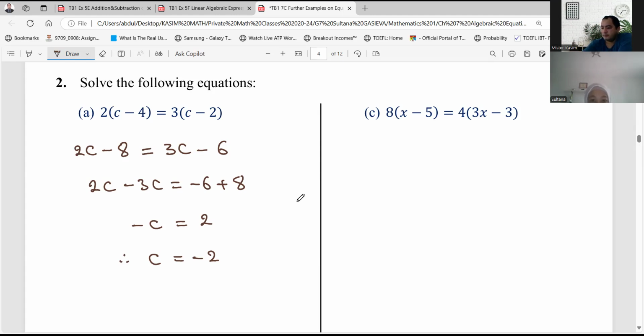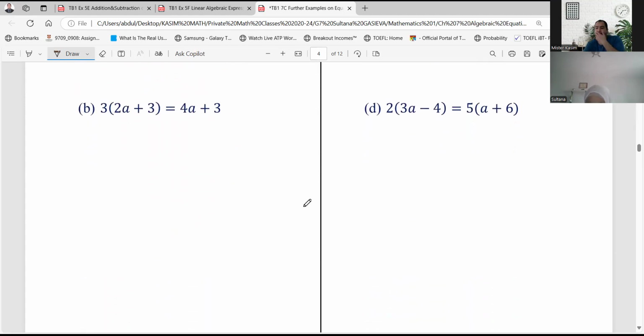Which one? Question B. 6a plus 9 equals 4a plus 3. Yeah, a bit faster.